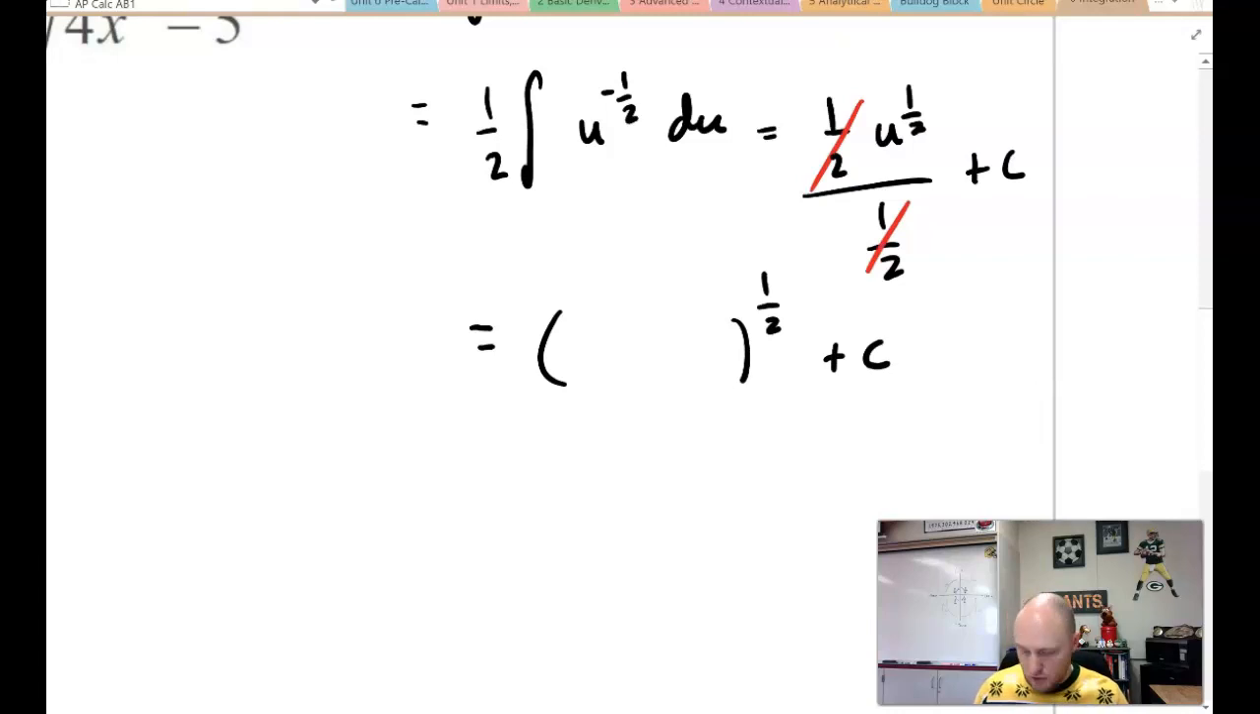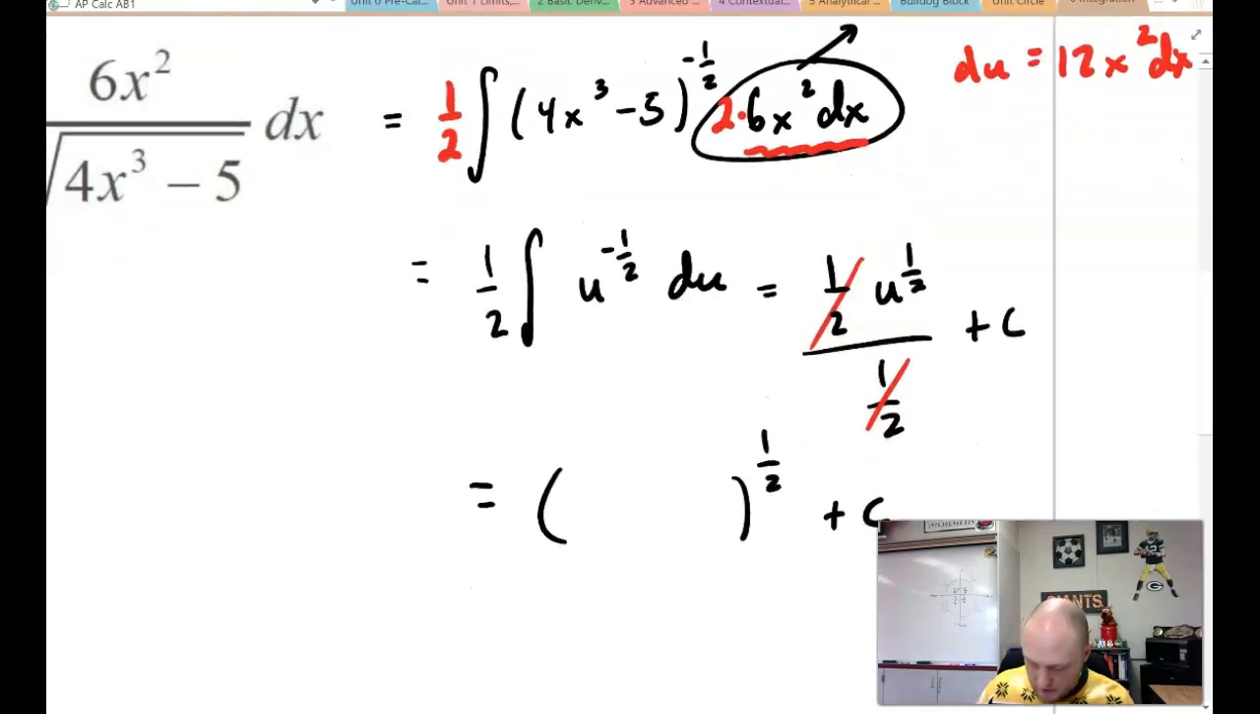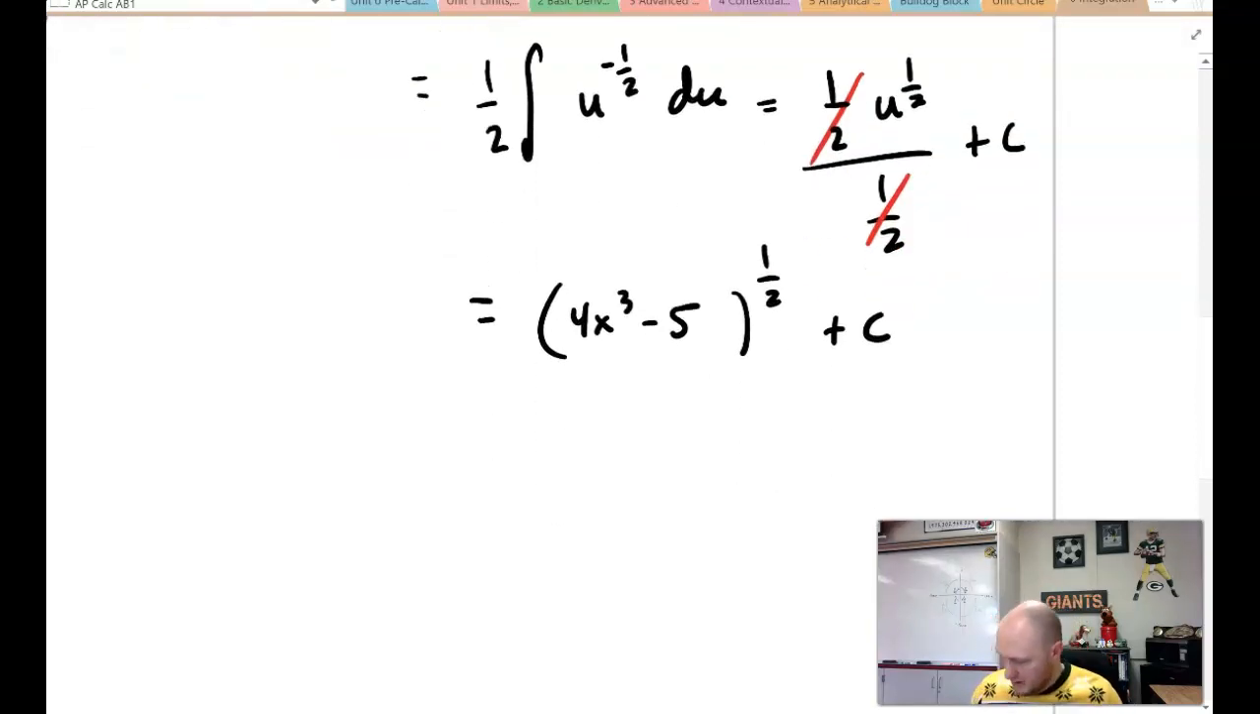And again, u was t cubed plus, is it? No, I'm thinking of the last problem. What am I thinking? 4x cubed minus 5. Okay, there you go.